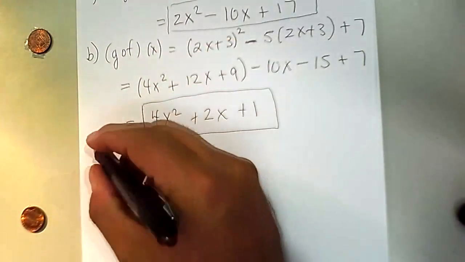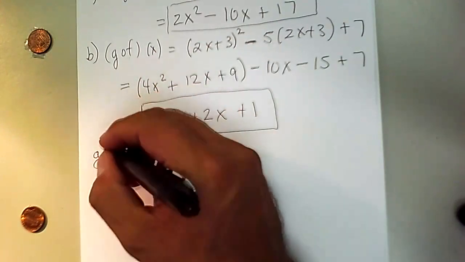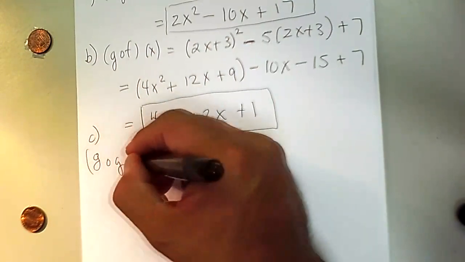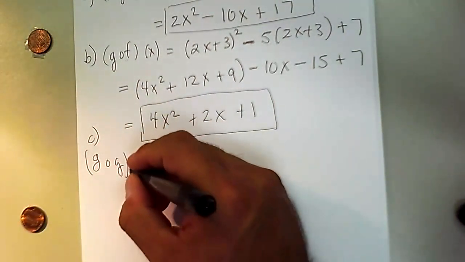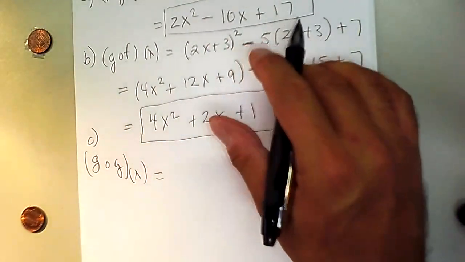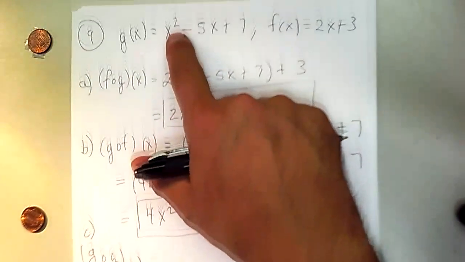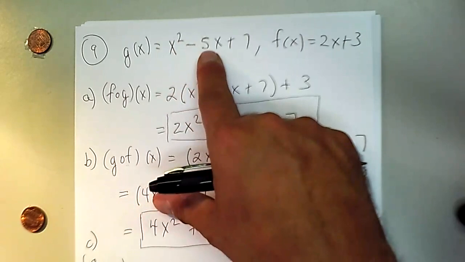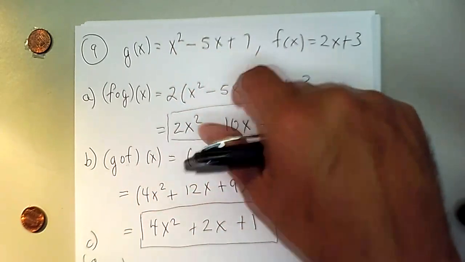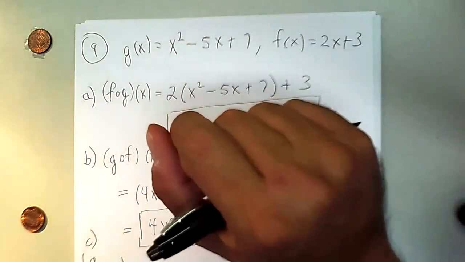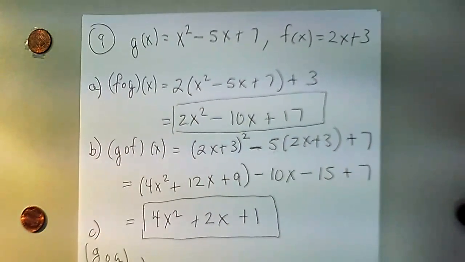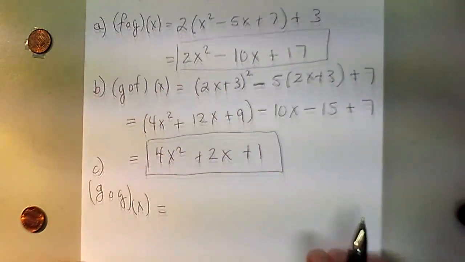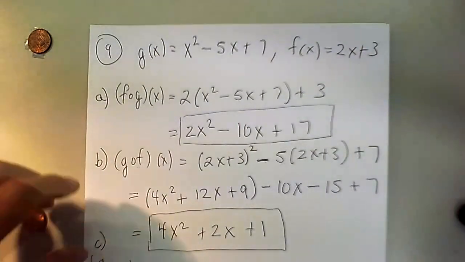G composed with g brings us an interesting challenge. So this is example C. G composed with g. This is kind of not well written. It's not nicely horizontal. Okay, because we're going to apply this rule of whatever the input is, square it, minus 5 times whatever the input is, plus 7. Let's do it. It's not going to be easy. But let's do it. This is going to take us about double the time of the other examples, or maybe a little longer.